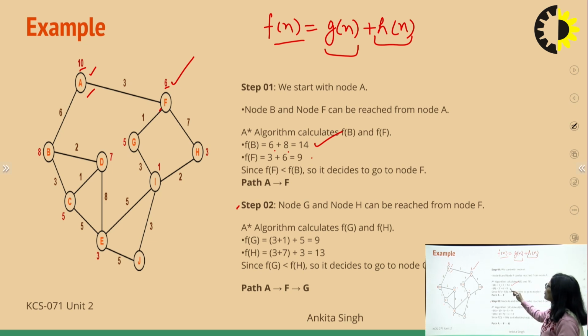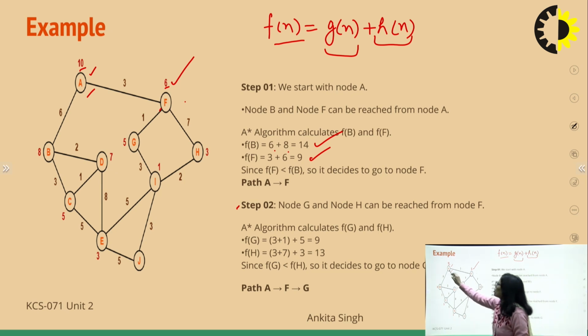Similarly, for f of f, we get the value 6 plus 3 is equal to 9. So which is less? Obviously f of f is less. So we will choose this node and we will start moving to f. Now from f, we have got two nodes, g and h.